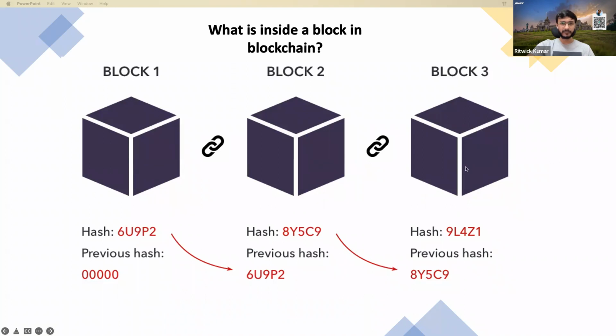So as you can see, this particular hash is 8Y5C9. And block 3 is storing the previous hash address. And this block 2 is storing block 1's address. But as you can see, the previous hash is 0000. Block 1 has no hash. There is nothing behind it. So what is this? This is known as the Genesis block. Every blockchain has its own Genesis block on top of which the entire blockchain works.